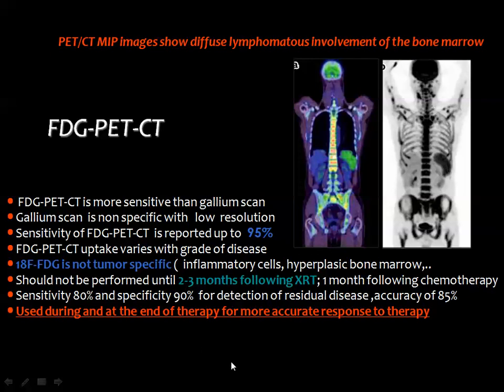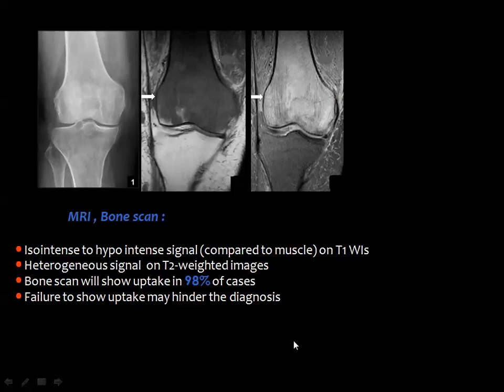But some of the literature indicates that you can use PET-CT at the end of therapy immediately or even during therapy to assess the response of the tumor to the introduced type of therapy. Then PET-CT is not specific for the diagnosis of lymphoma. This plain X-ray of the knee may be interpreted as normal, but on the MRI T1 weighted image, you can see diffuse bone marrow involvement.